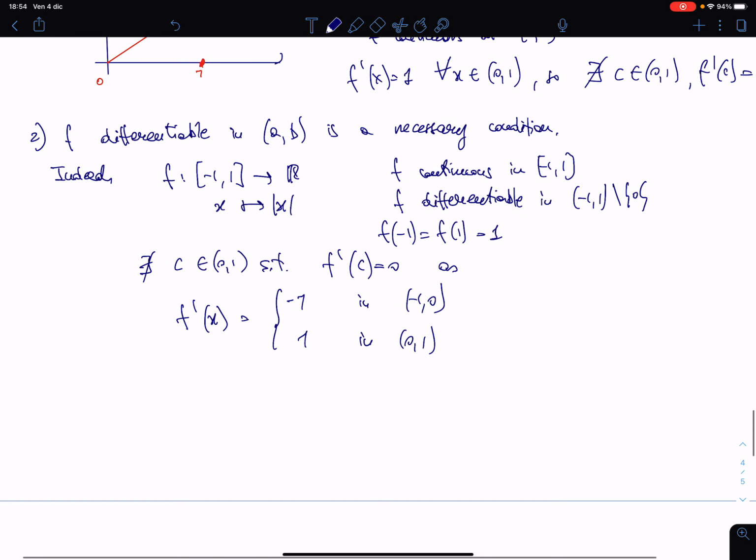And third, and this is probably the most obvious thing here, the hypothesis f(a) equals f(b) is necessary too.